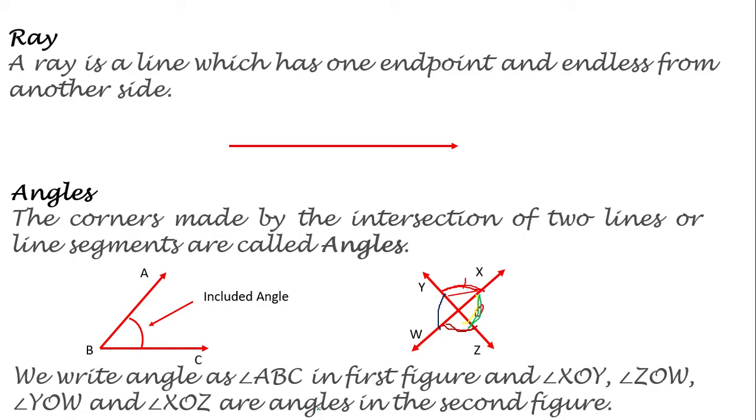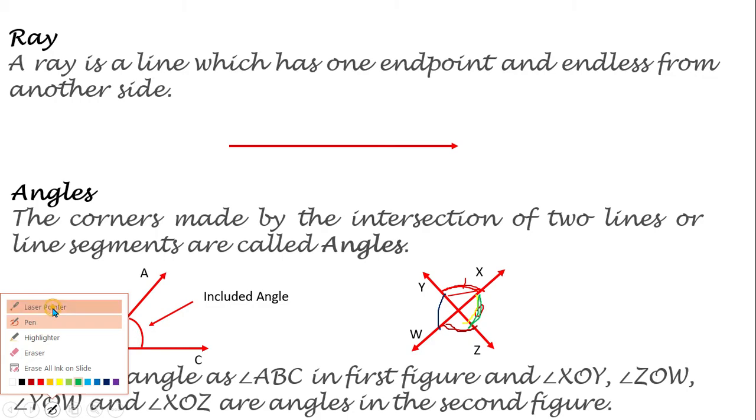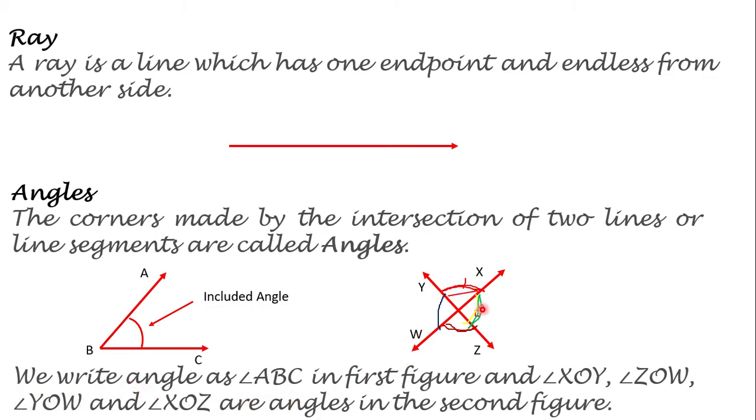XOZ. So here we have four angles. First is XOY. I already drew what is XOY. This one is XOY. Second is ZOW. This one is ZOW, the bottom one. And third is YOW. This blue one is YOW. Okay. And last is ZOX. So this is ZOX. It is clear. Okay. Now see next.